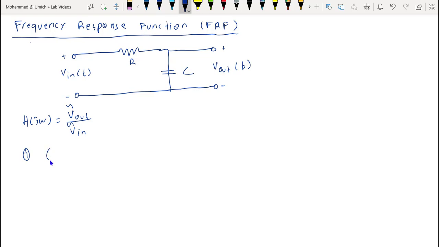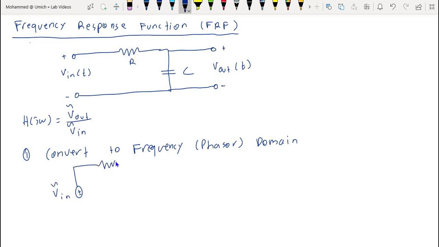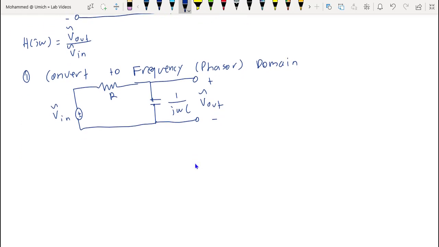So step 1 is convert the entire circuit to the frequency domain, also called the phasor domain. Here's our input phasor, V in phasor. The resistor stays as is, with impedance R. Here's our capacitor, 1 over jωC. Close the circuit there. And then here's our output, which is V out phasor.